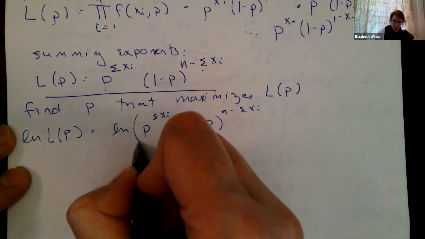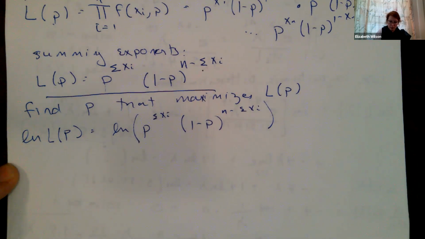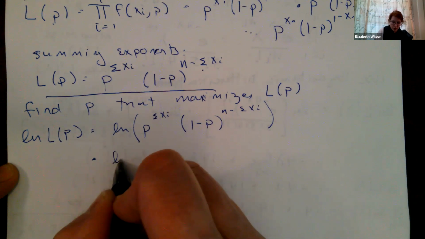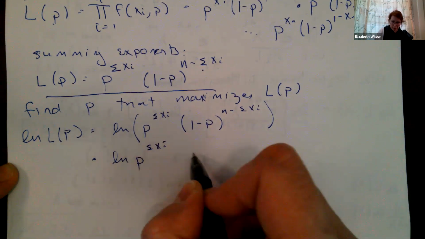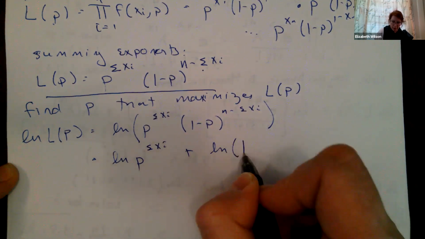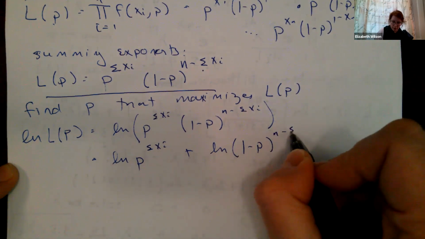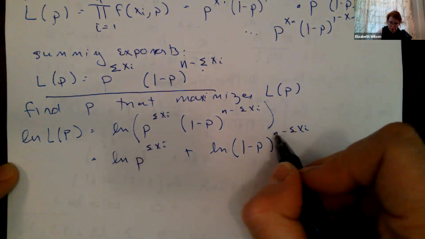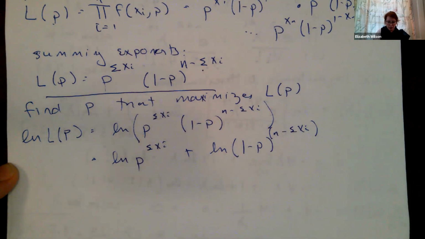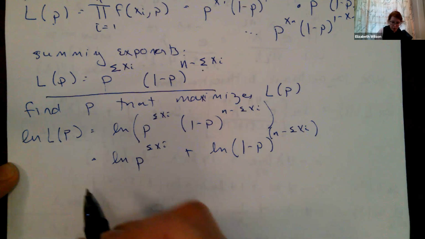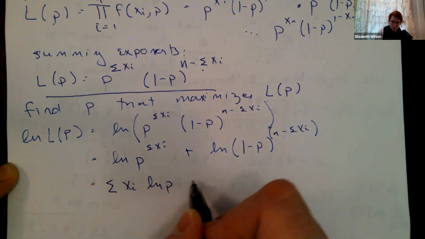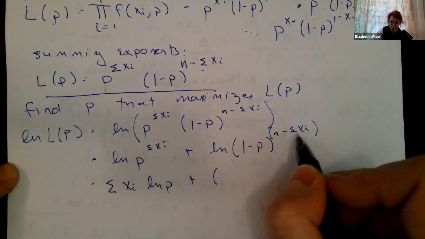So I'm going to take the natural log of both sides. Now remember our properties of logs, I can split these up. So this is the natural log of p to the sum of x sub i, plus the natural log of 1 minus p to the n minus the sum of x sub i. Remember, I'm going to put parentheses around this because that stays in a block. Now remember what happens with exponents. This becomes the sum of x sub i times the natural log of p, plus this whole thing. Remember, I'm going to put this in parentheses.